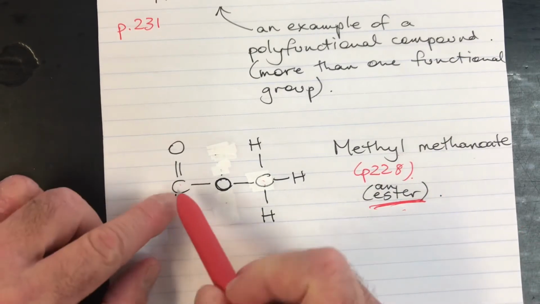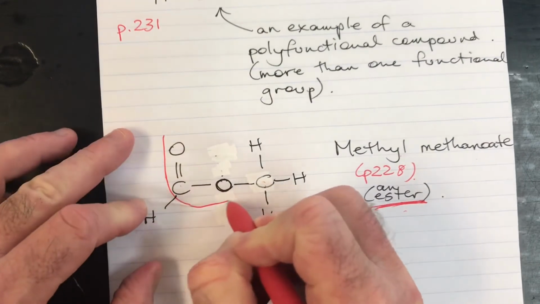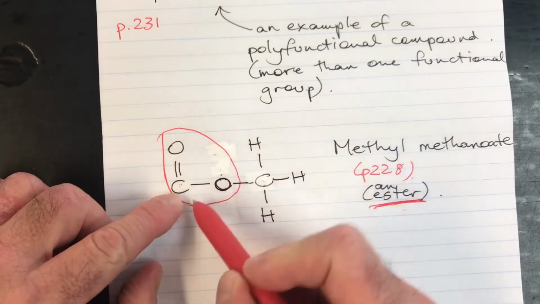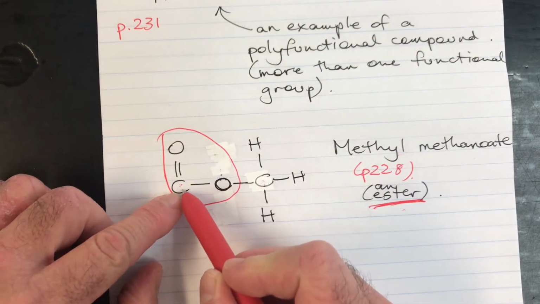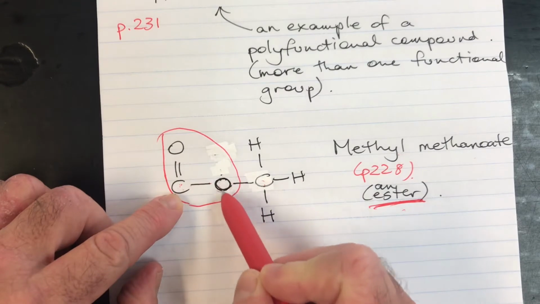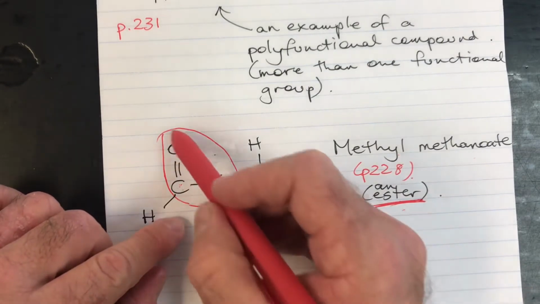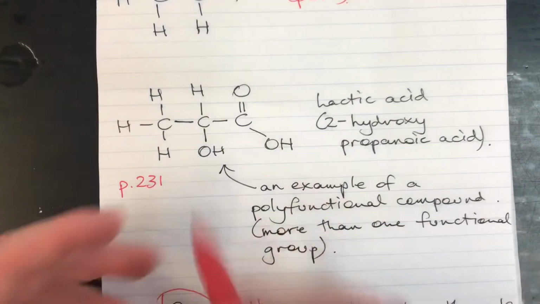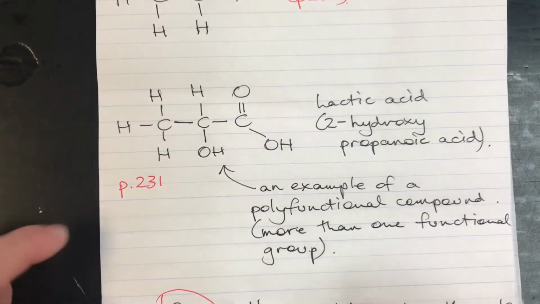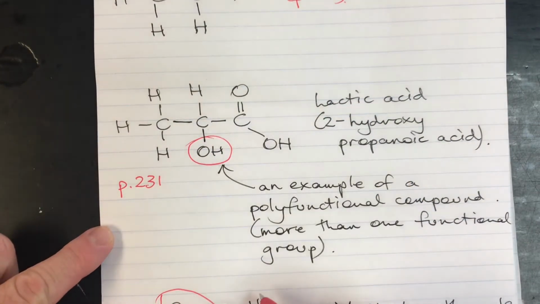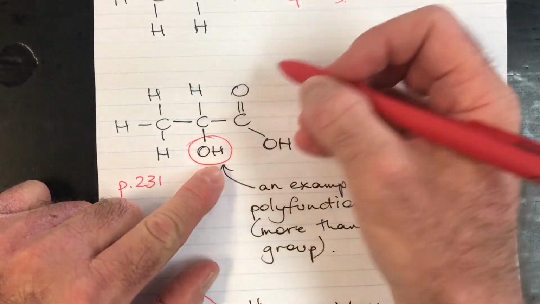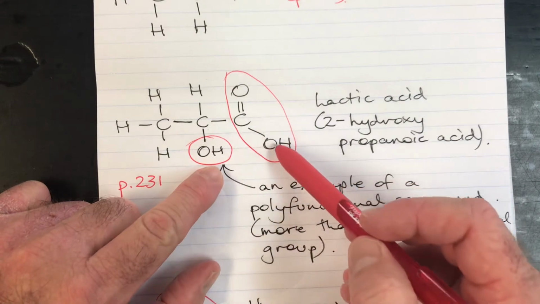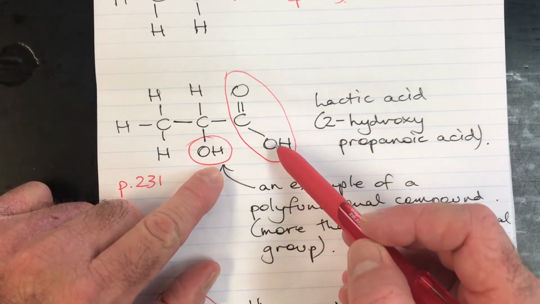An ester is a carbonyl functional group. Carbon double bonded to oxygen. That same carbon is bonded to an oxygen. That's an ester functional group. And the last example here is actually a mixture of 2 of the others. We've got a hydroxyl group here from an alcohol, and we've got a carboxylic acid group, or an alkanoic acid group, from an organic acid.